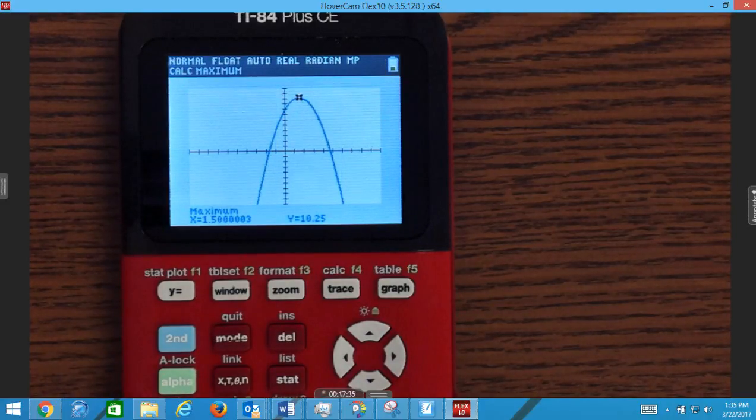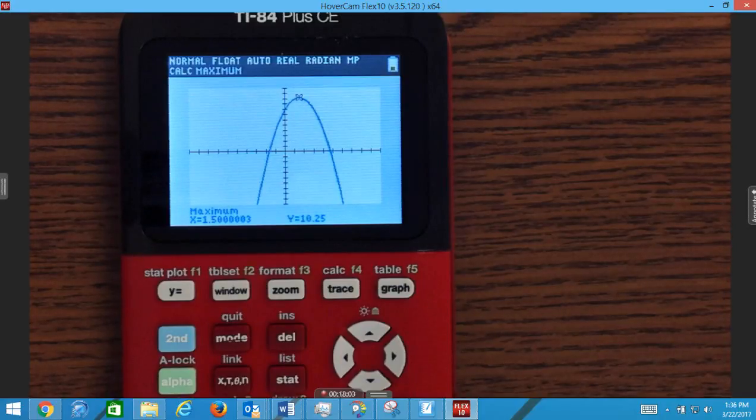And it tells you the maximum is at 1.5 and then 10.25. Does that coincide with what we wrote on the paper before? Is that the same? We didn't write 1.5. What did we write? 3 halves. We didn't write 10.25. What did we write? Is your hand up, Alex? No. Okay. 10 and 1/4.